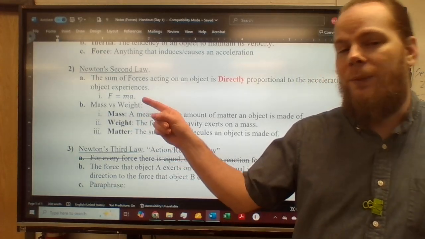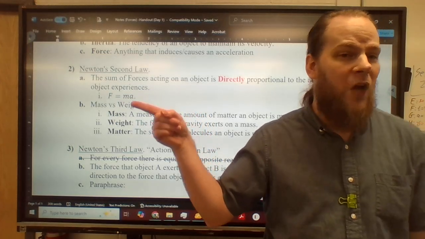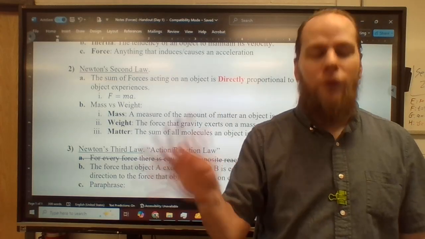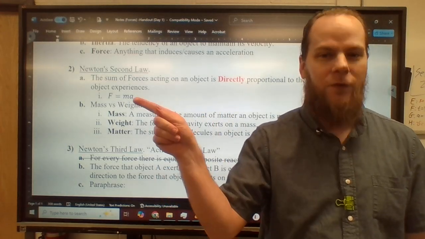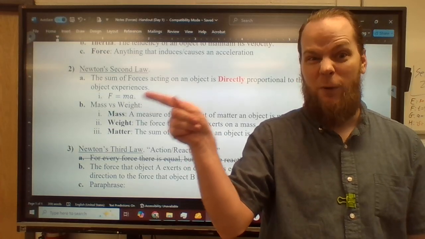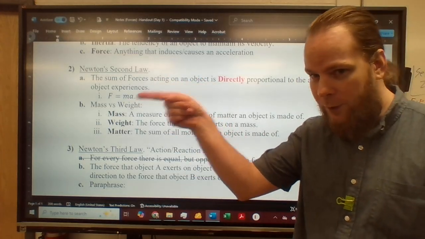We will not be doing anything with this equation in this class. However, there is an entire chapter in physics dedicated exclusively to this equation. So, if you take physics, we're going to do a lot with this. But if you're not taking physics, you won't have to worry about that. We're not going to do anything with that equation in here.